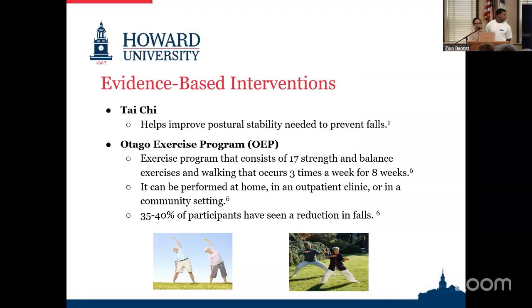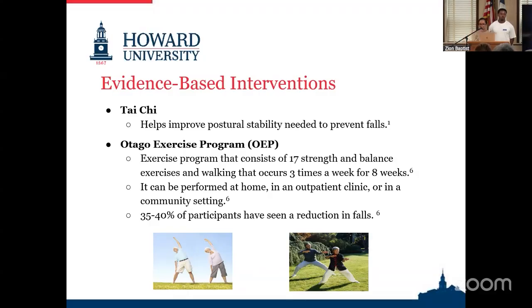Okay, so now we're going to talk about some evidence-based interventions. These are things that have been researched and proven to help decrease your risk of falls. We have Tai Chi as our first one, which is a form of martial arts that involves slow rhythmic movements, including rotation of the trunk, weight shifting, coordination, and a gradual progression to narrowing your lower extremity stance, which just means being able to stand with your feet closer together.